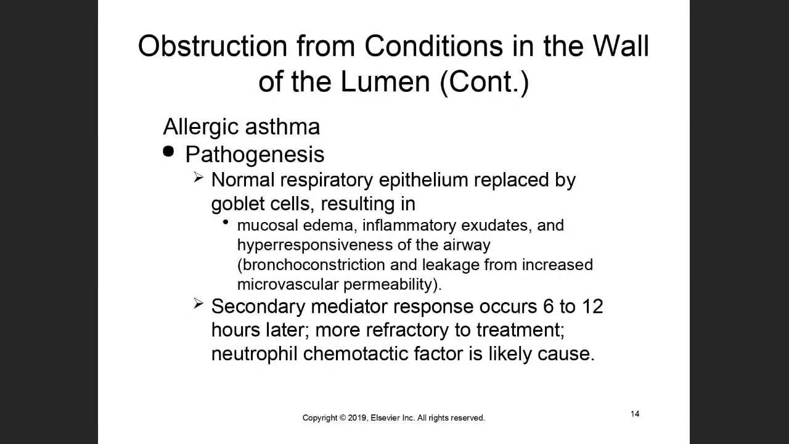Pathogenesis: normal respiratory epithelium is replaced by goblet cells, resulting in mucus and edema. Remember that the goblet cell is the one that secretes mucus. It's a unicellular gland that produces mucus. That's the definition of goblet cells. The secretory mediator response occurs 6 to 12 hours later and is more refractory to treatment.